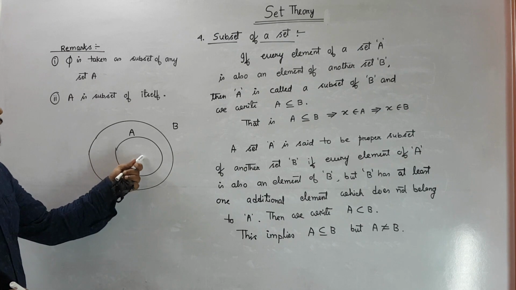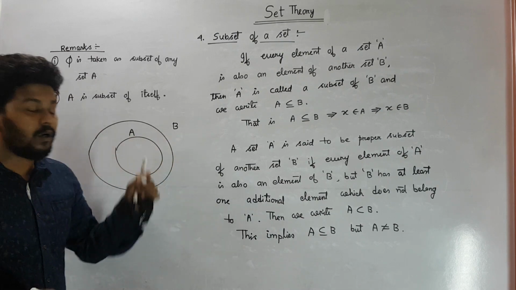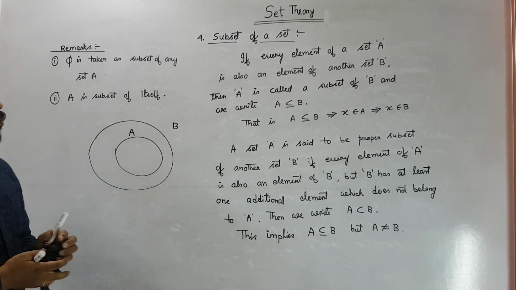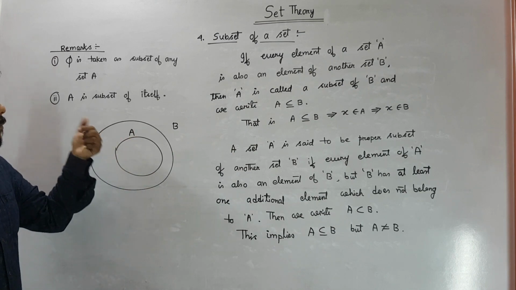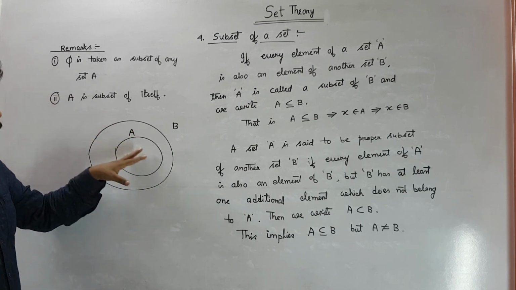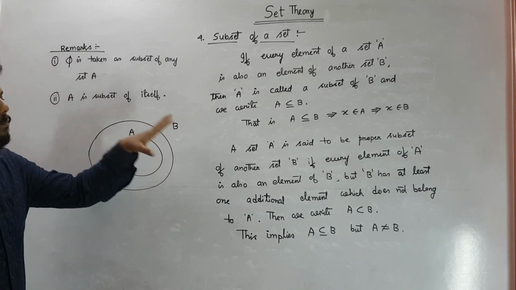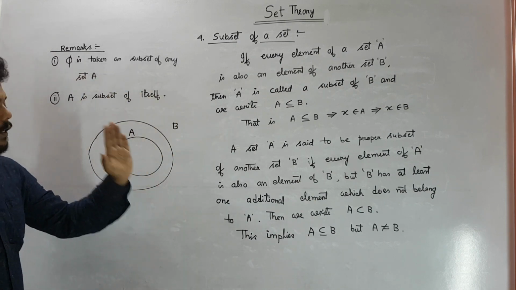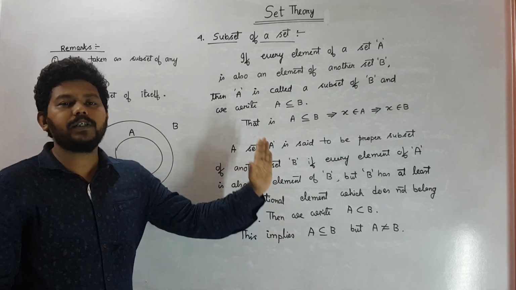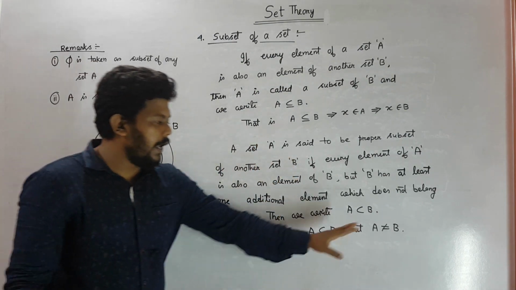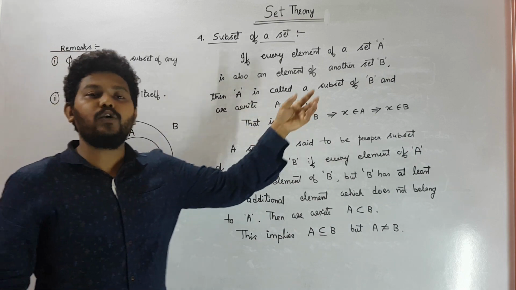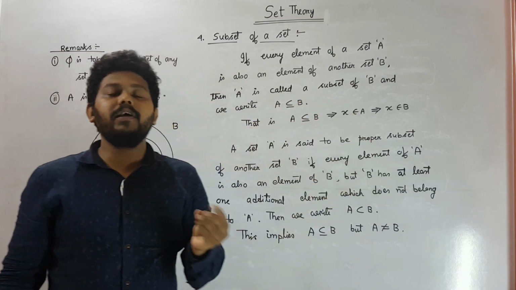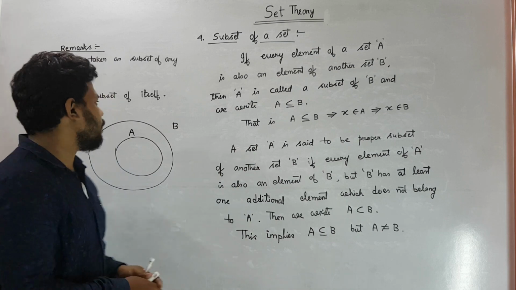Now set A is a proper subset of set B because set B consists of more elements than set A, but every element of set A is also part of set B. That's why set A is called a proper subset of set B. In this case, A is not equal to B, but in this other case, A can be equal to B. A and B may have an equal number of elements.